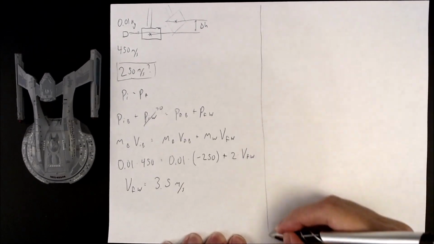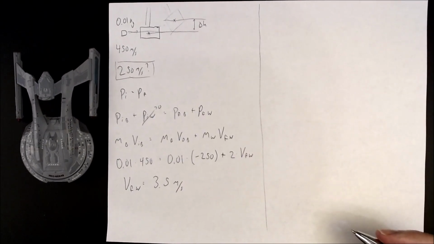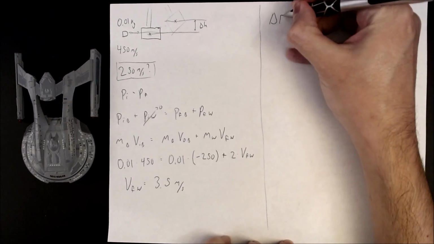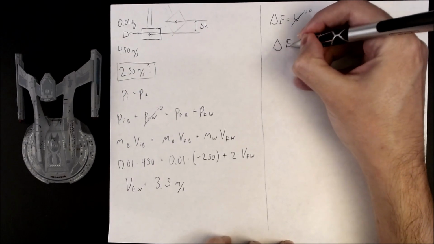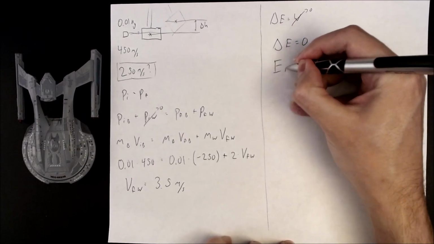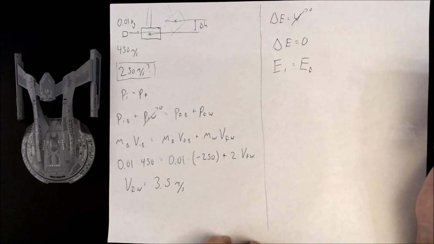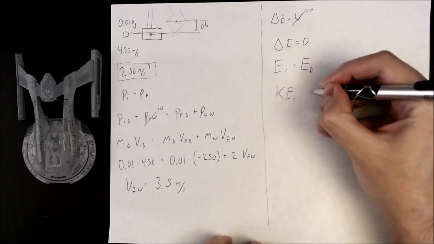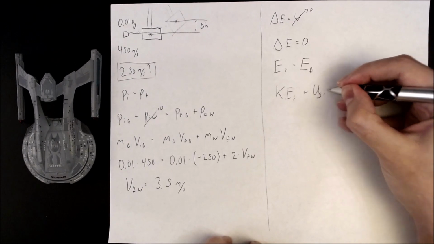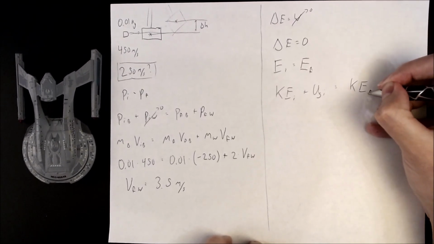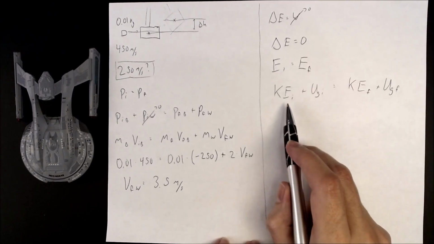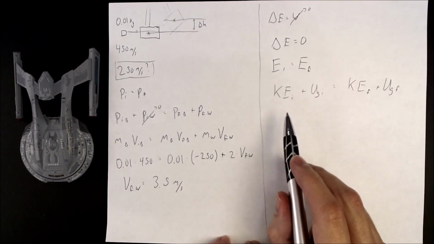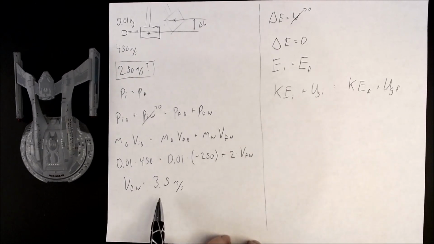We can then use this to find the final height of the block of wood. Delta E is equal to W, but W is equal to 0. And energy initial is equal to energy final. Kinetic energy initial plus gravitational potential energy initial is equal to kinetic energy final plus gravitational potential energy final. Is there kinetic energy initially? Well, the initial point of this part of the problem is going to be the final point of the previous part of the problem.